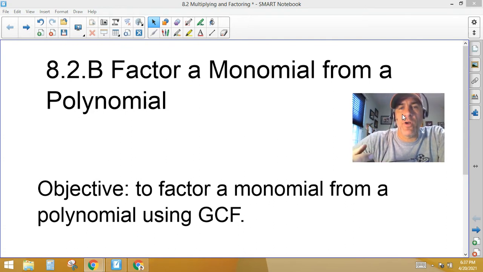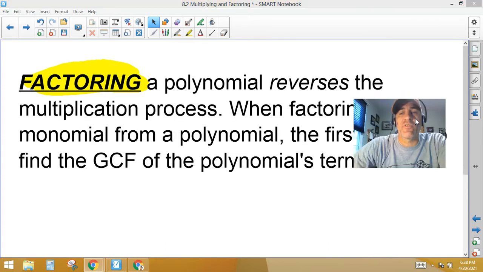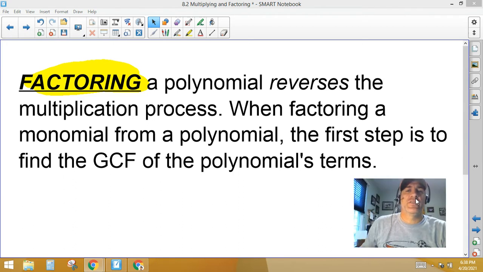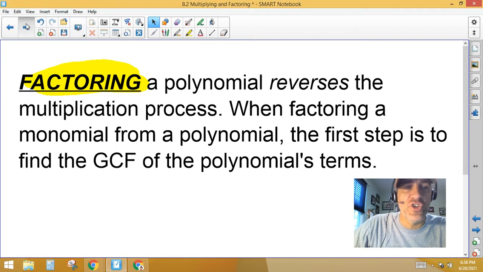All right. So our objective is we want to factor a monomial from a polynomial, and we're going to use GCFs, greatest common factors. They're actually going to come into play. So here's what factoring is. Factoring a polynomial completely reverses the multiplication process. So it is kind of like division. We're taking it out. When we factor a monomial from a polynomial, what we want to do first is to find the GCF. So what I want to do briefly is review GCF.